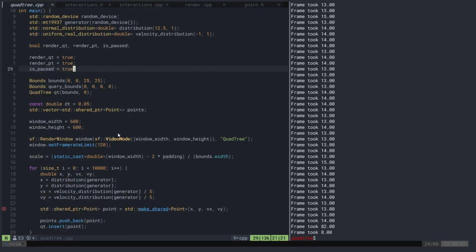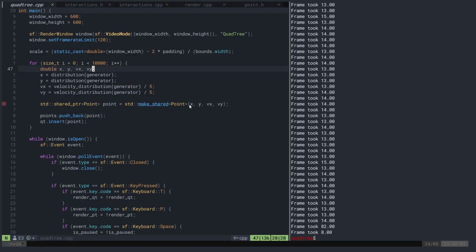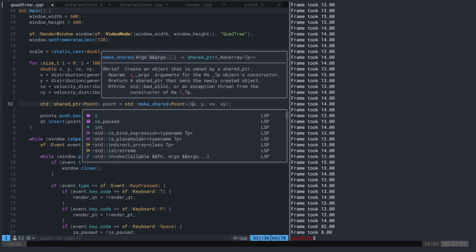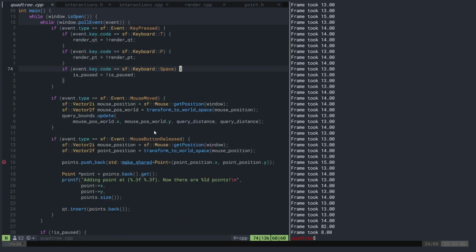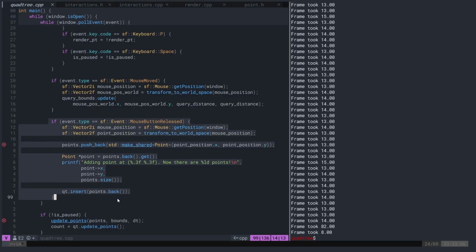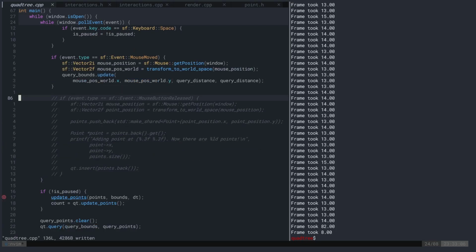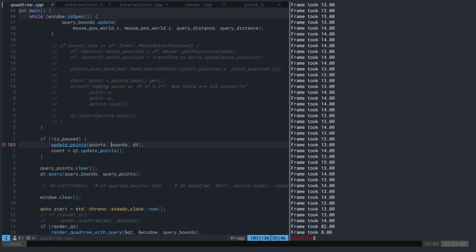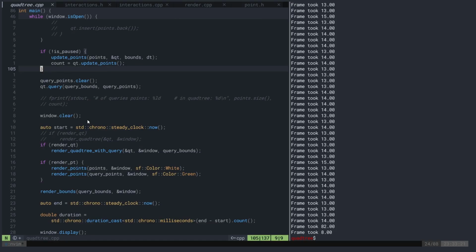What we need to do is go back in here and make sure that we're passing in, firstly, the ID over here, like so. In our second case, we're actually creating new points as we click. I don't think we need this anymore. I'm just going to comment this out. And then here, when we update the points, we need to pass in the QuadTree. And so this should work, ideally.